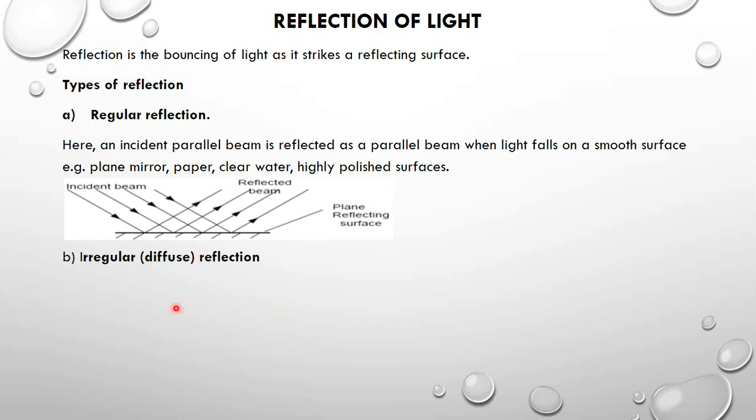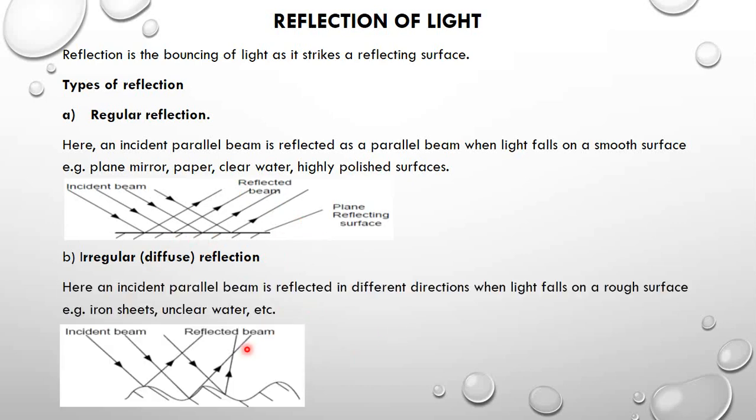In this case, the parallel incident beams are reflected as scattered rays. The rays are scattered in different directions. This occurs when we have a rough surface, when the surface, instead of being smooth, is rough. So, for example, if you look at this, this is a rough surface.